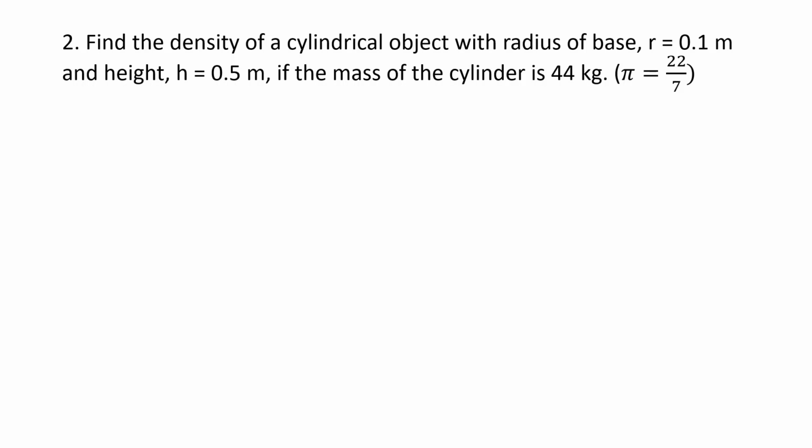Find the density of a cylindrical object with radius of base r equals 0.1 meter and height h equals 0.5 meter. If the mass of the cylinder is 44 kg, take pi as 22/7. So the question says we should find the density of a cylinder. They have given us the mass of the cylinder, radius, and height. Volume was not given, so we need to find the volume before we're able to calculate the density of that object.